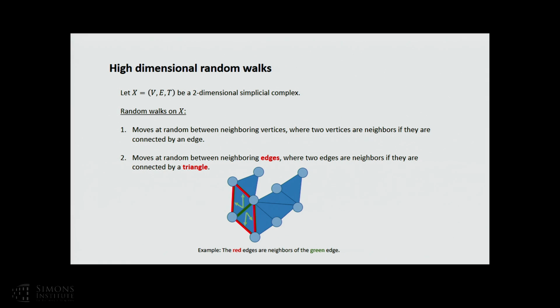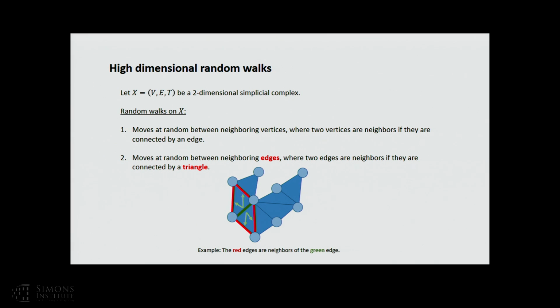So like in graphs, we say that two vertices are neighbors if there is an edge connecting them. Now we say that two edges are connected if there is a triangle connecting them. So for example, in this picture, if we stand at this green edge, we can move to either of these red edges. So these ones are connected to it by the upper triangle, and these ones are connected to it by the lower triangle. So now we have two notions.